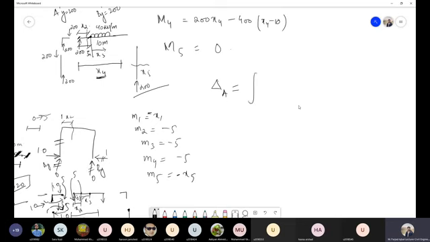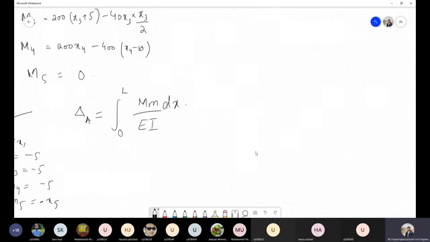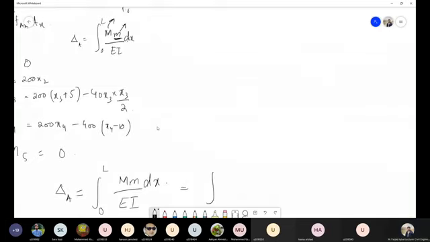Again, we know the equation is the integral from 0 to L of m over EI into dx. So we have 5 equations that we need to substitute in this one. For the first equation, m1, we can do it for the next question anyway.